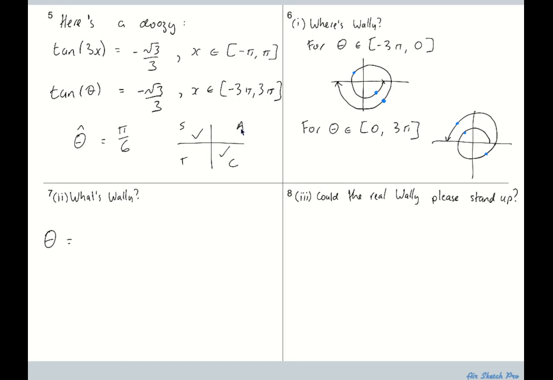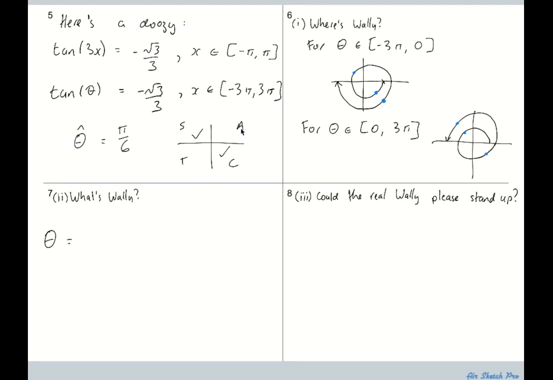So looking at where's Wally, here are my negatives. This is negative 3 pi. So I'm going to work back to my first blue dot. My first blue dot is in this 4th quadrant, and going backwards, it's heading towards negative 2 pi. So I'm ignoring anything here. I know there's nothing here because tan is positive. So my first point of reference is here, and it is going to be negative 2 pi plus another negative pi on 6.